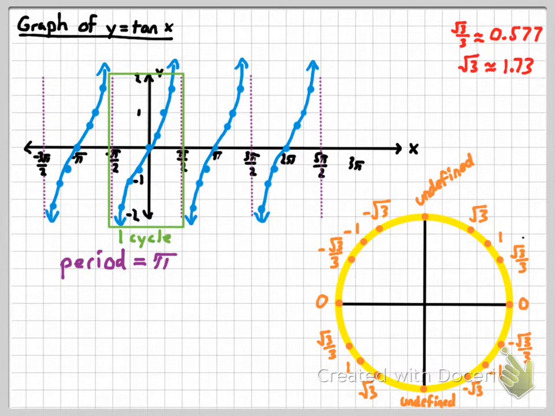So there you have it. That's what the graph of y equals tangent of x looks like, and you can see how we use the unit circle in order to create that.